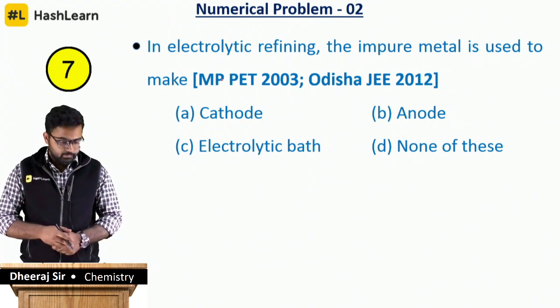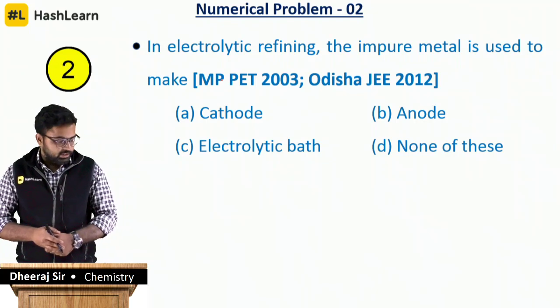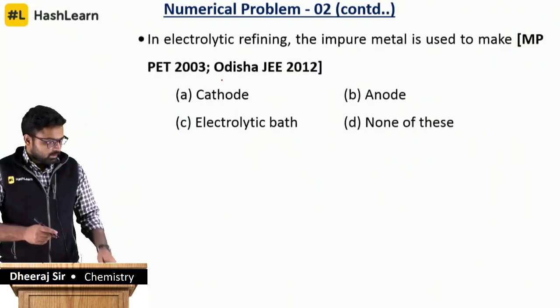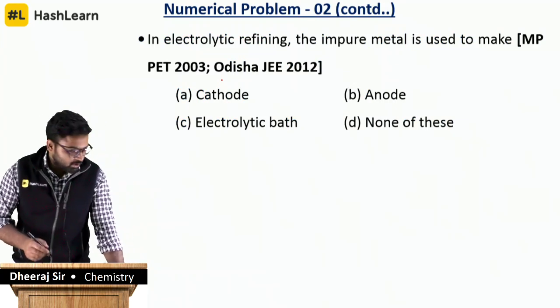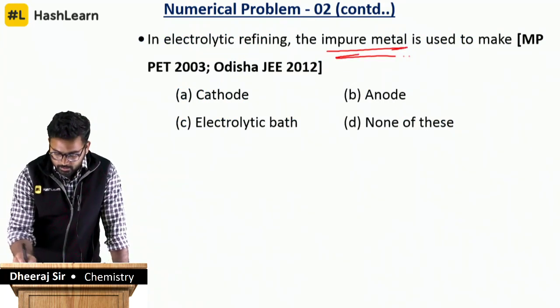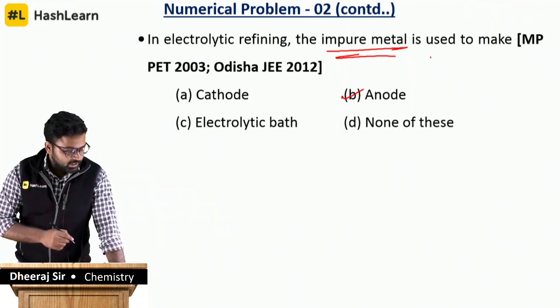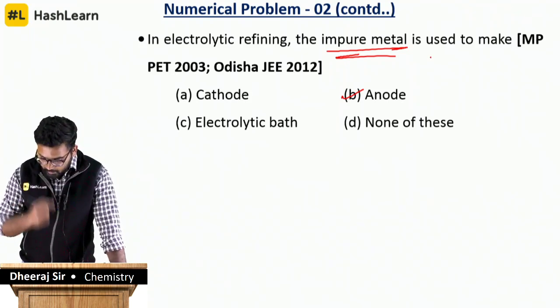8 seconds left, guys. Cathode, anode, electrolytic bath, and none of these. So the impure metal should always be the anode. It should always be the anode. I'll tell you why it should be the anode.